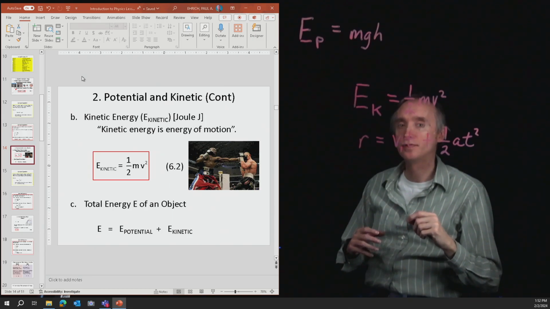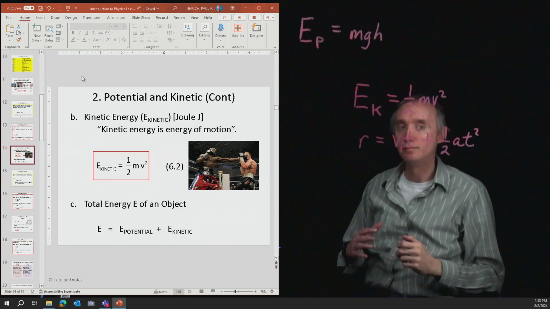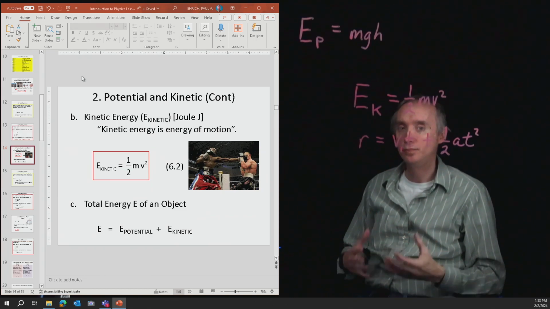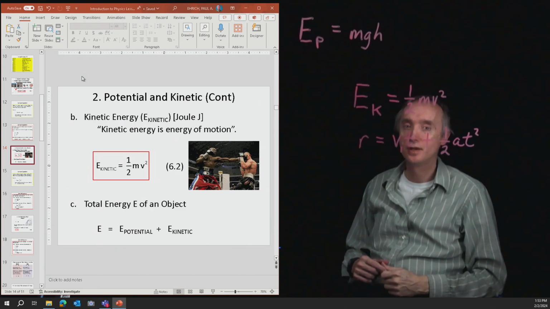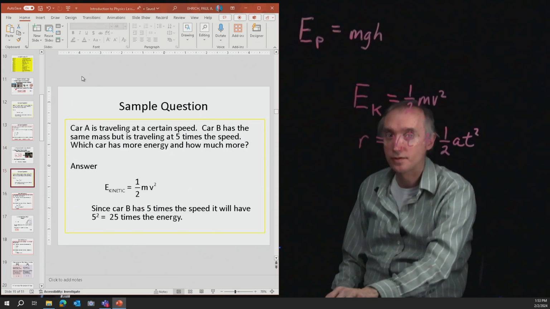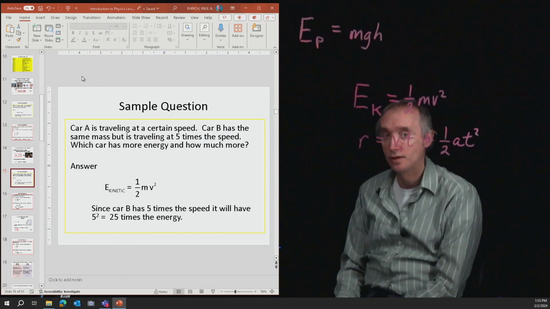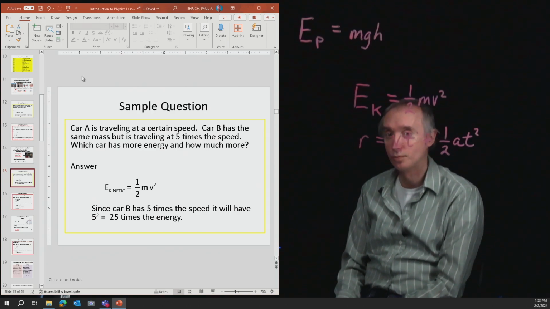So now we have discussed what kinetic energy is. It's energy of motion. Something has to be moving in order to have kinetic energy. So here is a sample question. Car A is traveling at a certain speed. Car B has the same mass, but is traveling 5 times the speed of car A. Which car has more energy and how much more?